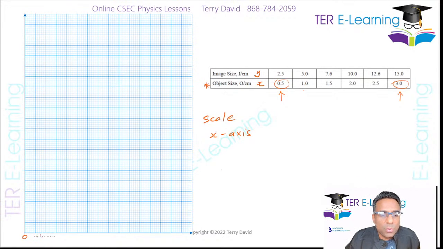If I go 1, 2, 3, 4, 5. If I put 1.0 here, 1, 2, 3, 4, 5, 2.0, 1, 2, 3, 4, 5, 3.0, right? Let me double check that. 1, 2, 3, 4, 5, 1, 2, 3, 4, 5. Right, so this is the scale that I want to use here.